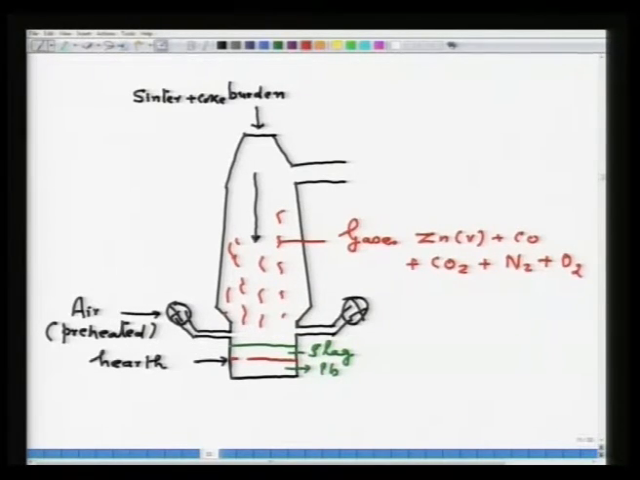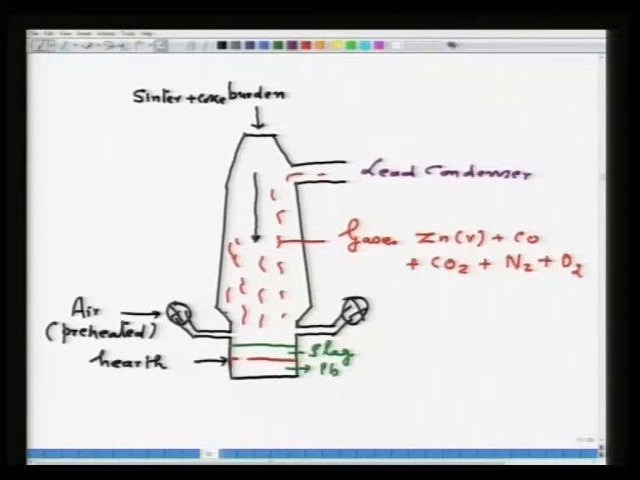Here these gases are taken out to the lead condenser. These gases are shock cooled in order to recover zinc, and then the gases CO, CO2, N2 and oxygen are leaving the system. This is in short the diagrammatic sketch of a blast furnace. Lead and slag are tapped out and can be used for some purpose. That is how a typical zinc blast furnace looks.